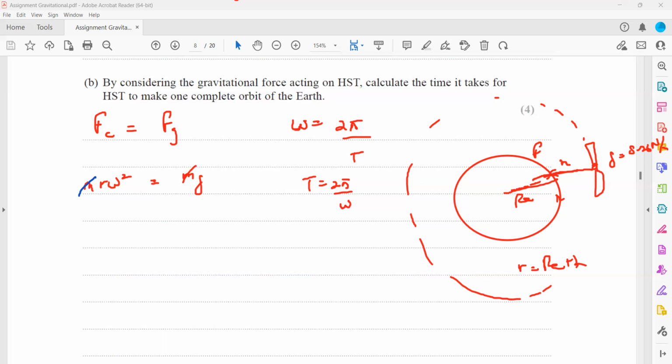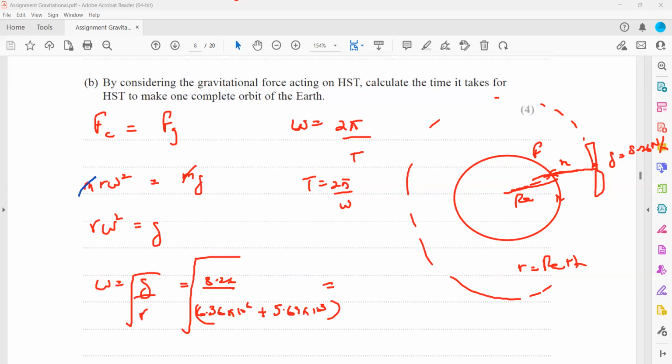Then m will cancel with m. Like this, m cancels with m. So we can say omega square r is equal to g, or omega is equal to the square root of g divided by r. The value of g is 8.26. The value of r is equal to the radius of Earth plus the height above the Earth's surface. So the radius of Earth was 6.3 into 10 to the power 6, because we convert into meters, and this was 5.69 into 10 to the power 3. Taking a root, this will give us a value for omega of 1.09 into 10 to the power minus 3 radian per second.